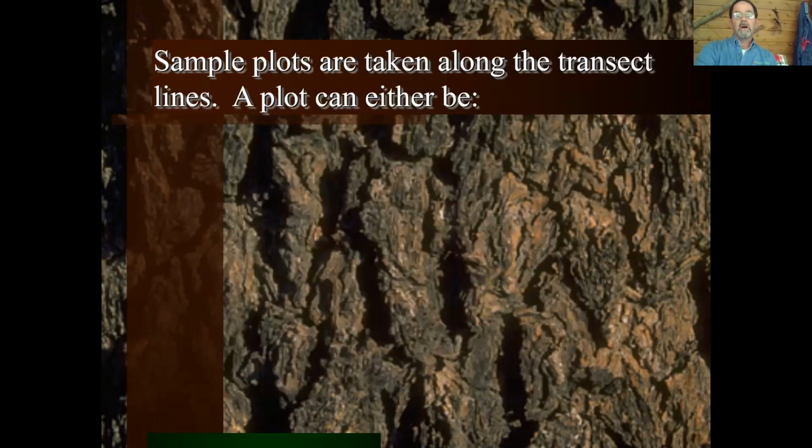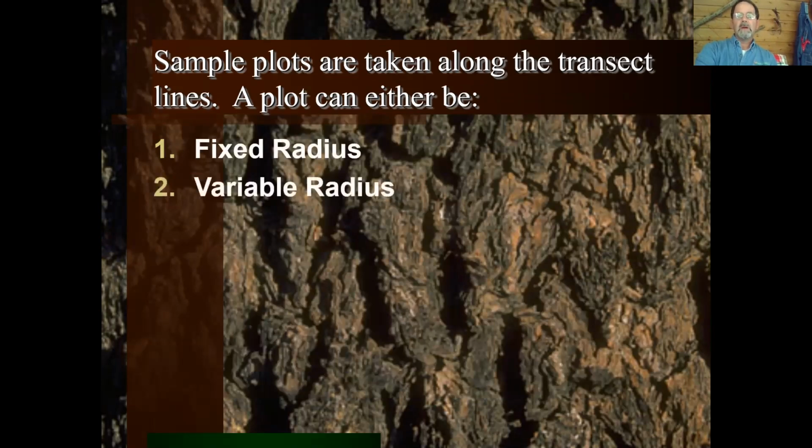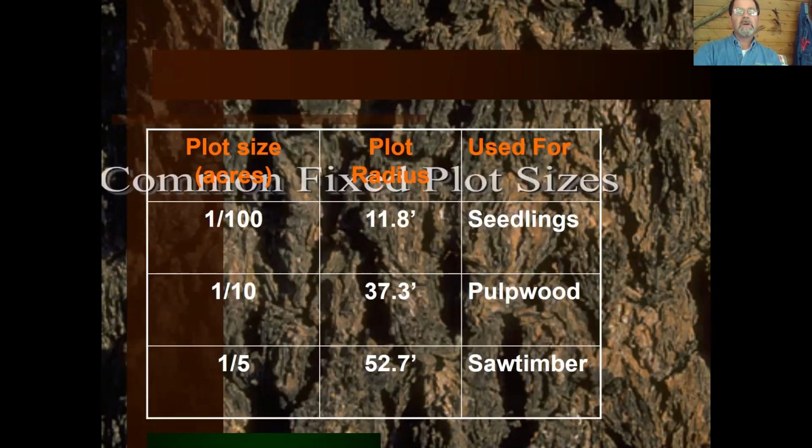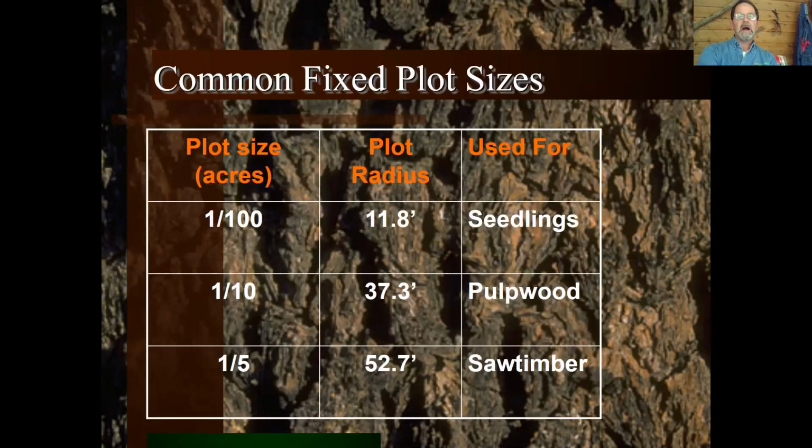Sample plots are taken along the transect lines, and a plot can either be a fixed radius plot or a variable radius plot. I'll briefly explain both of these as we continue. Fixed radius and variable radius plots. We begin with fixed radius plots, and these are some common examples of fixed plot sizes.